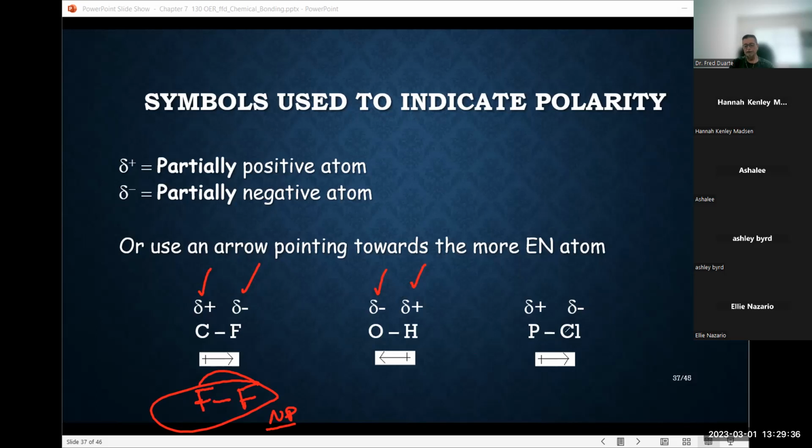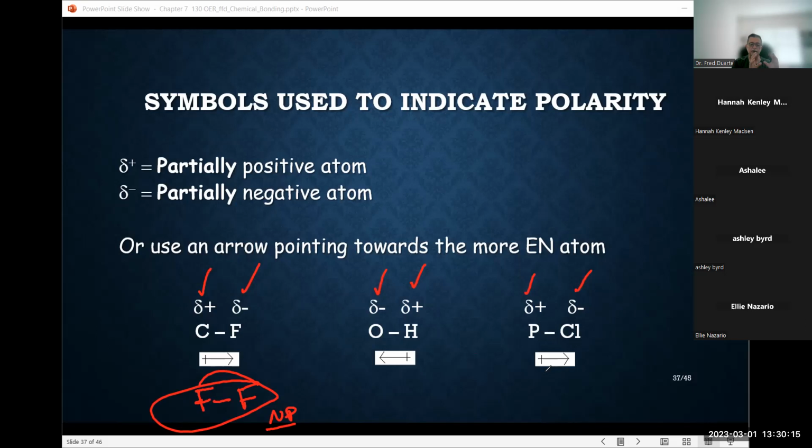Now the bond between phosphorus and chlorine, you'll see that the chlorine is much closer to fluorine. In fact, the chlorine's right below the fluorine on the periodic table. So it is a lot more electronegative than phosphorus. Meaning that the pull of electrons is toward the chlorines, giving you a partial negative on the chlorine and a partial positive on the phosphorus, and the arrow goes from left to right.